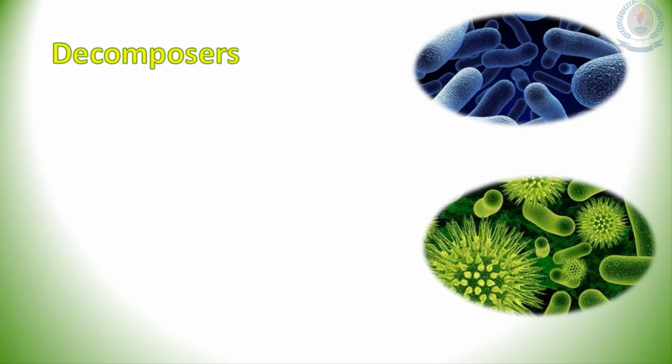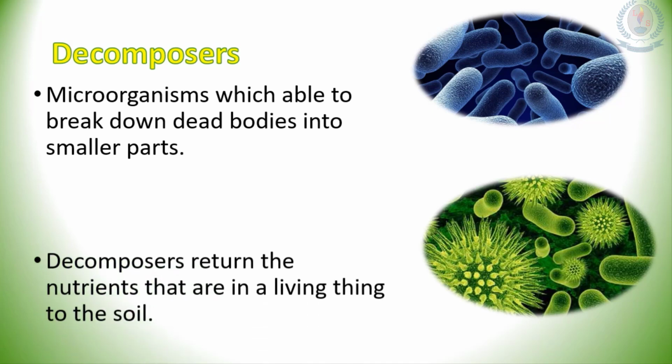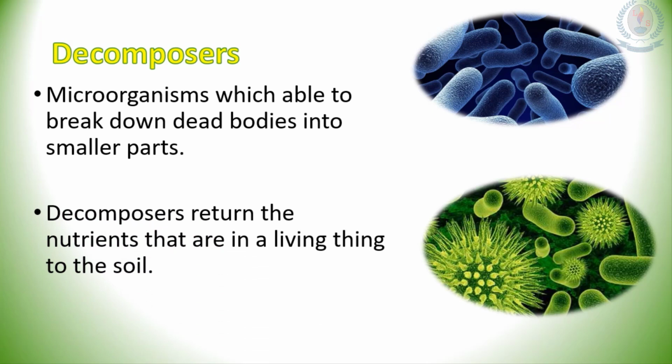Who are decomposers? They are very important in food chains, food cycles and food webs. Decomposers are the microorganisms which are able to break down dead bodies into smaller parts. Decomposers return the nutrients that are in living things to the soil. So they are helping to recycle the elements available in the organisms. Examples: bacteria, fungi. They are the best decomposers in the environment.